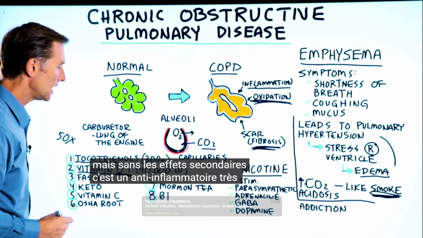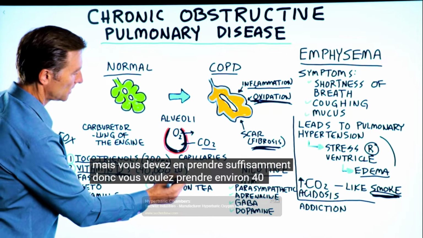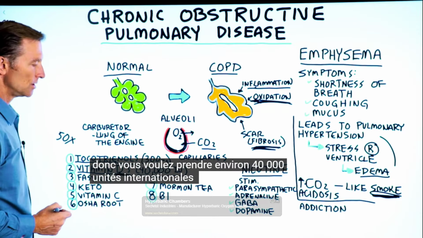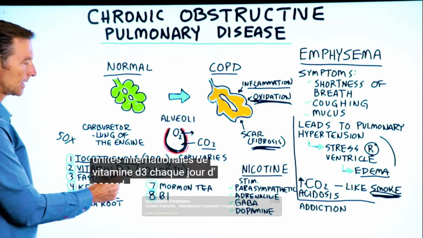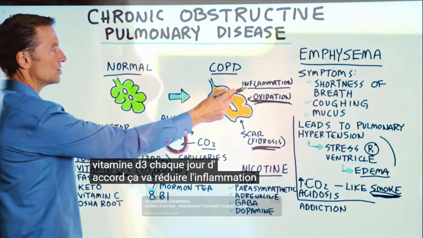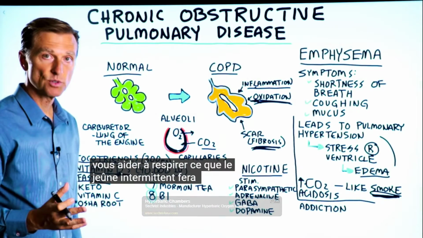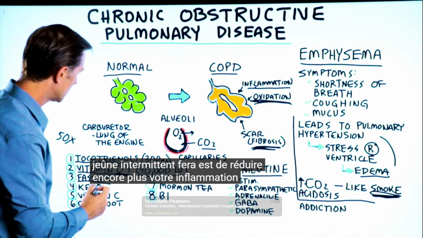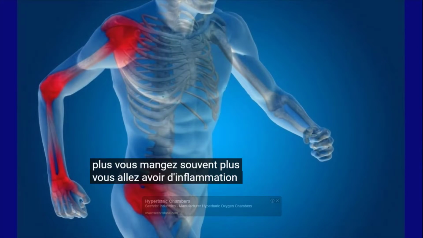It's a very powerful anti-inflammatory, but you have to take enough. So you want to take about 40,000 international units of vitamin D3 every single day. Okay? That's going to reduce inflammation and help you breathe. What intermittent fasting will do is drop your inflammation even more. The more frequent you eat, the more inflammation you're going to have in your body.